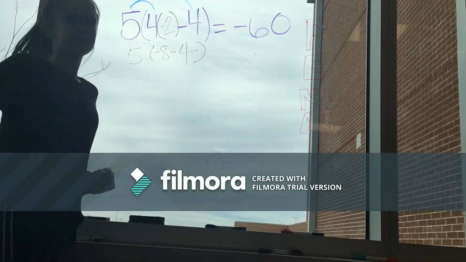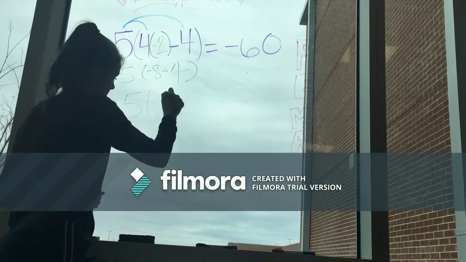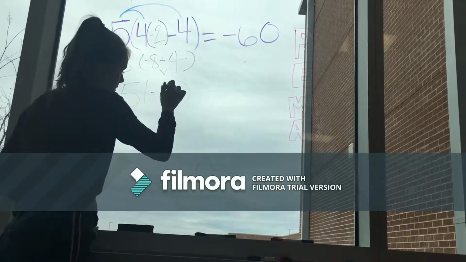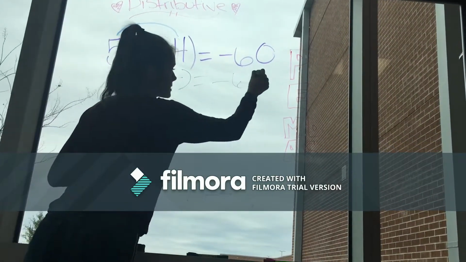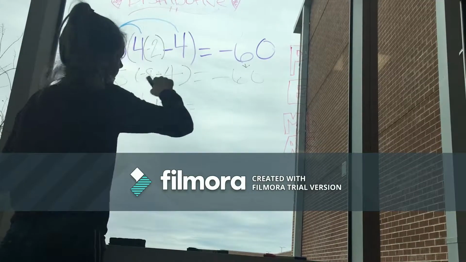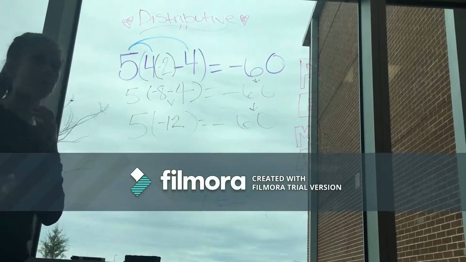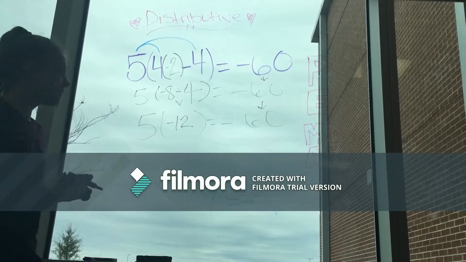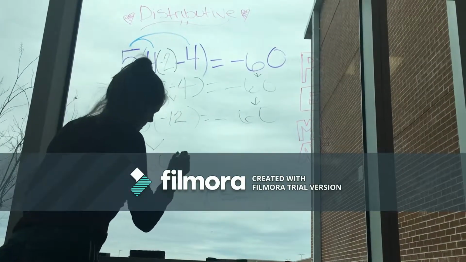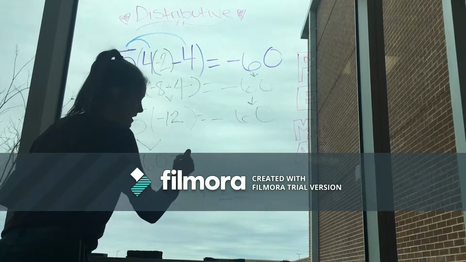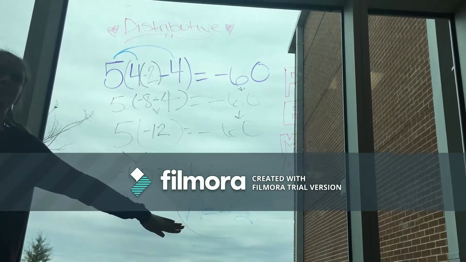negative 4. Then you would copy down the 5 in parentheses, which equals negative 12. Equals, and these both equal negative 60, which we need to bring down from the prior equation. The next thing we need to do is 5 times negative 12, which equals negative 60. Negative 60 equals negative 60, which means this is the correct answer.